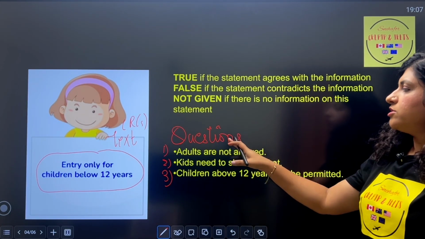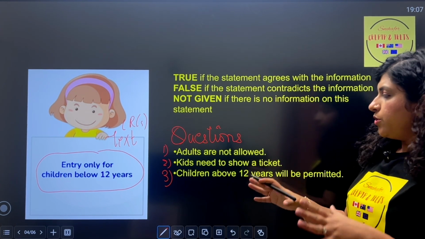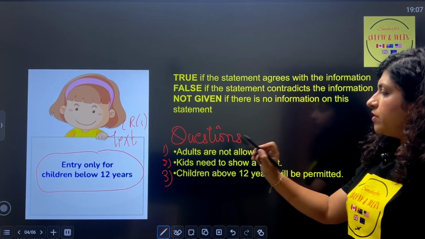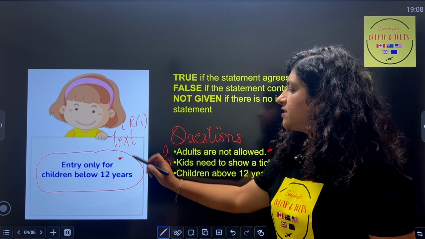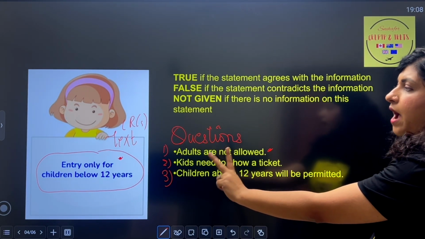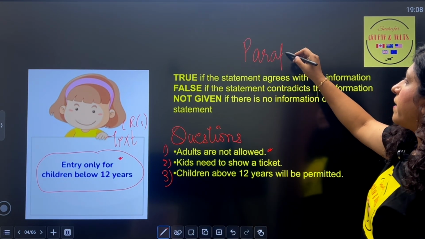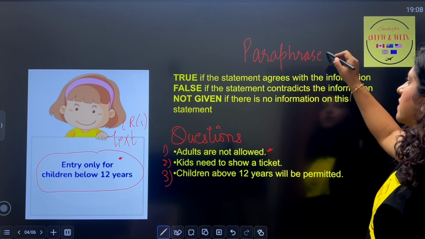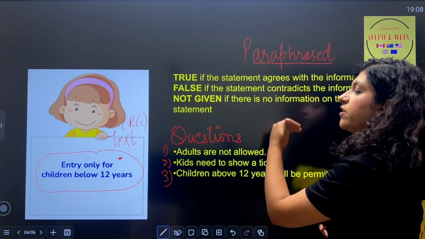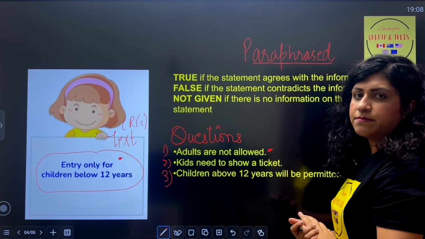So if the question says that adults are not allowed, what you have to do is match the information of the question with the information of the text. See if both of them are saying the same thing or not. And to understand this, you have to be really good at understanding paraphrased terms. Paraphrase means the words in the question will be different from the words in the text. However, their meaning will be the same.